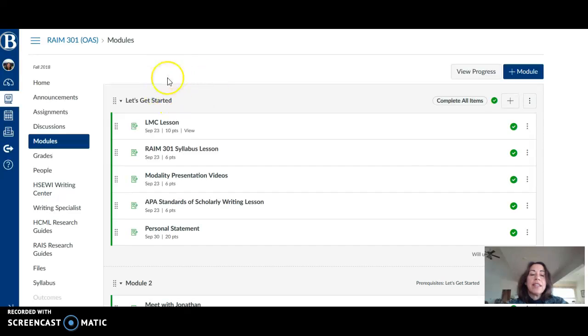There'll be a Let's Get Started module, and those items will be required before you can get to the other modules. So be sure to look through all of these and complete all of them. The LMC lesson is not hard, neither is the syllabus lesson. All of these can be retaken as many times as you need in order to get the full credit. But it's mostly just informational for you so that you are aware of what's required in this class and what the expectations are.